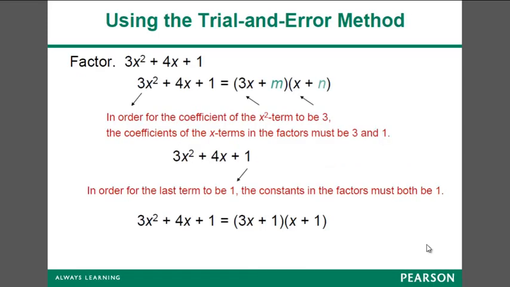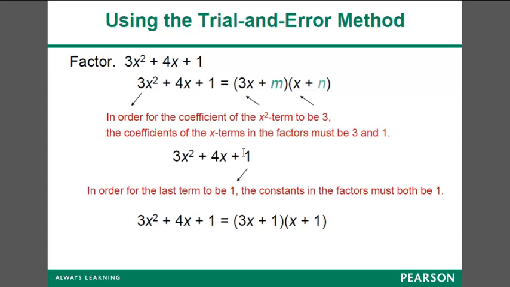The first method that we'll look at is using the trial and error method. What we want to do is look at how we can break up the leading term, the 3x squared, and how we can break up the 1. In order for the coefficient of the x squared term to be 3, the coefficient of the x terms in the factor must be 3. In other words, we have the factors of 3, which are 3 and 1, so we have 3x and 1x. Then we look at our positive 1.